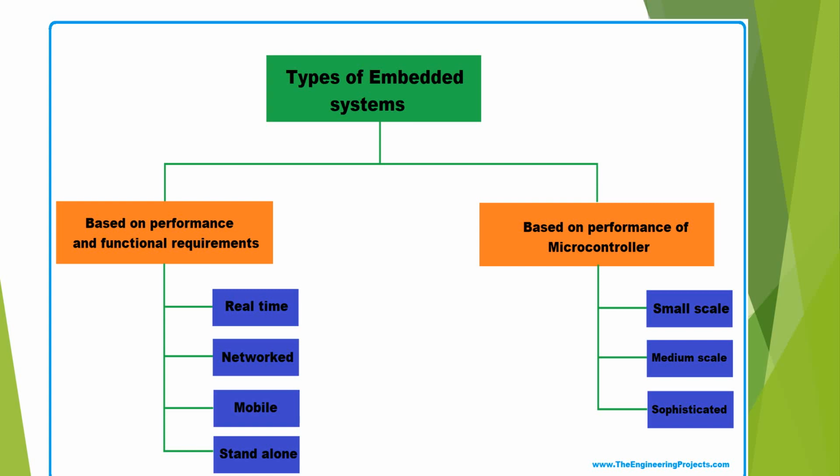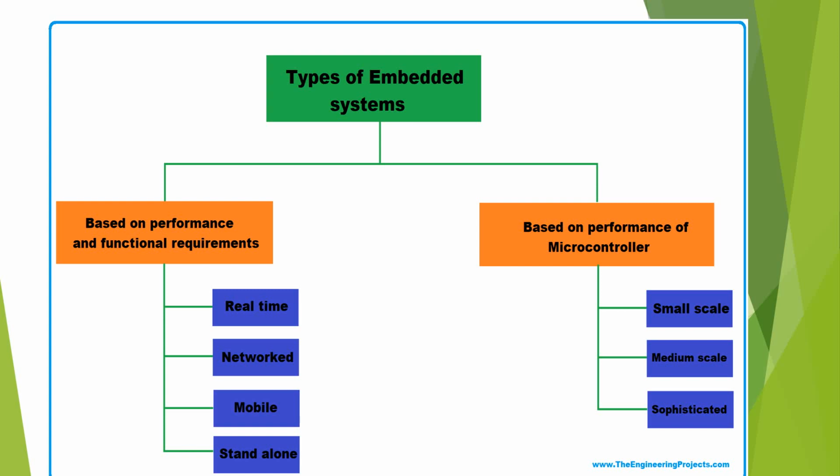Coming to the examples, we can take rockets, jets and missiles. Real-time applications are used in these types of applications. Coming to the second one, network embedded systems. Network embedded systems are used for communication from one place to another place, one firm to another firm. We use switches, routers and hubs for networking purposes. Here we can implement this type of embedded system for communication.